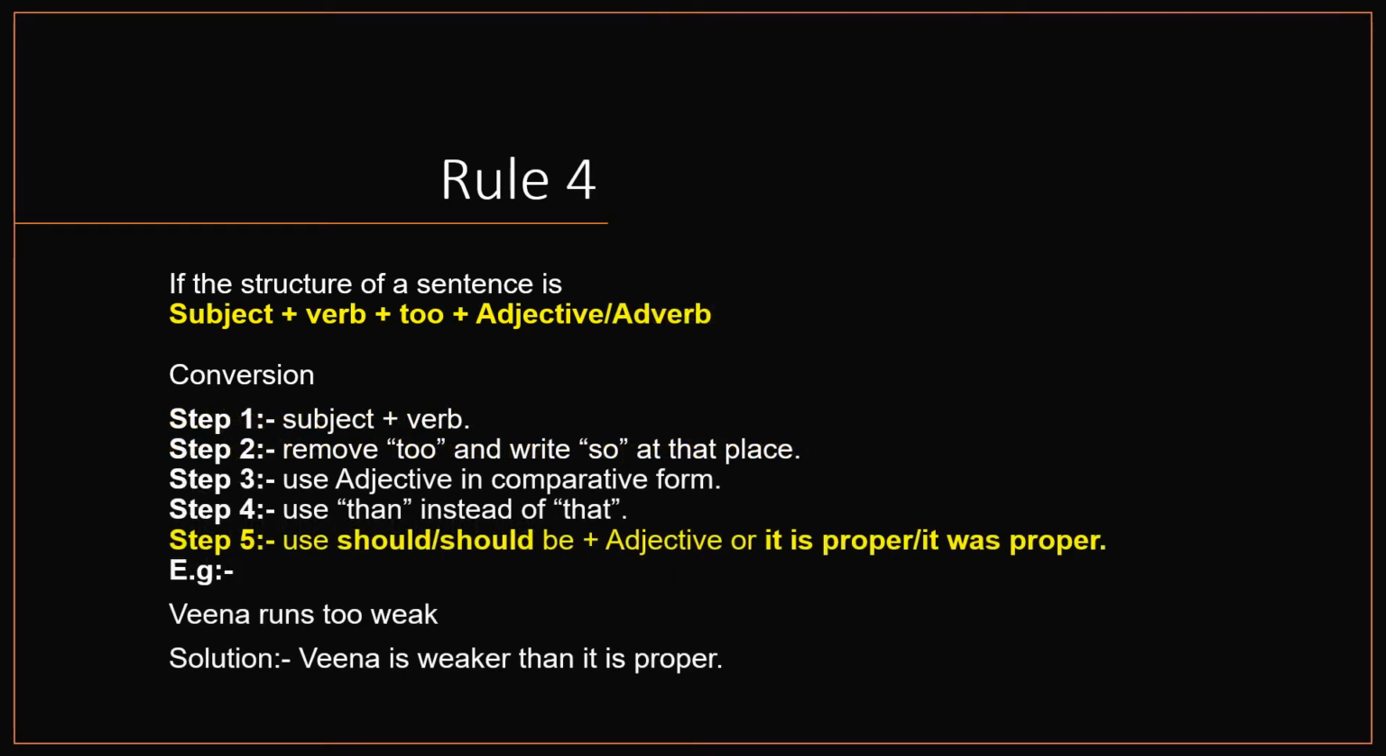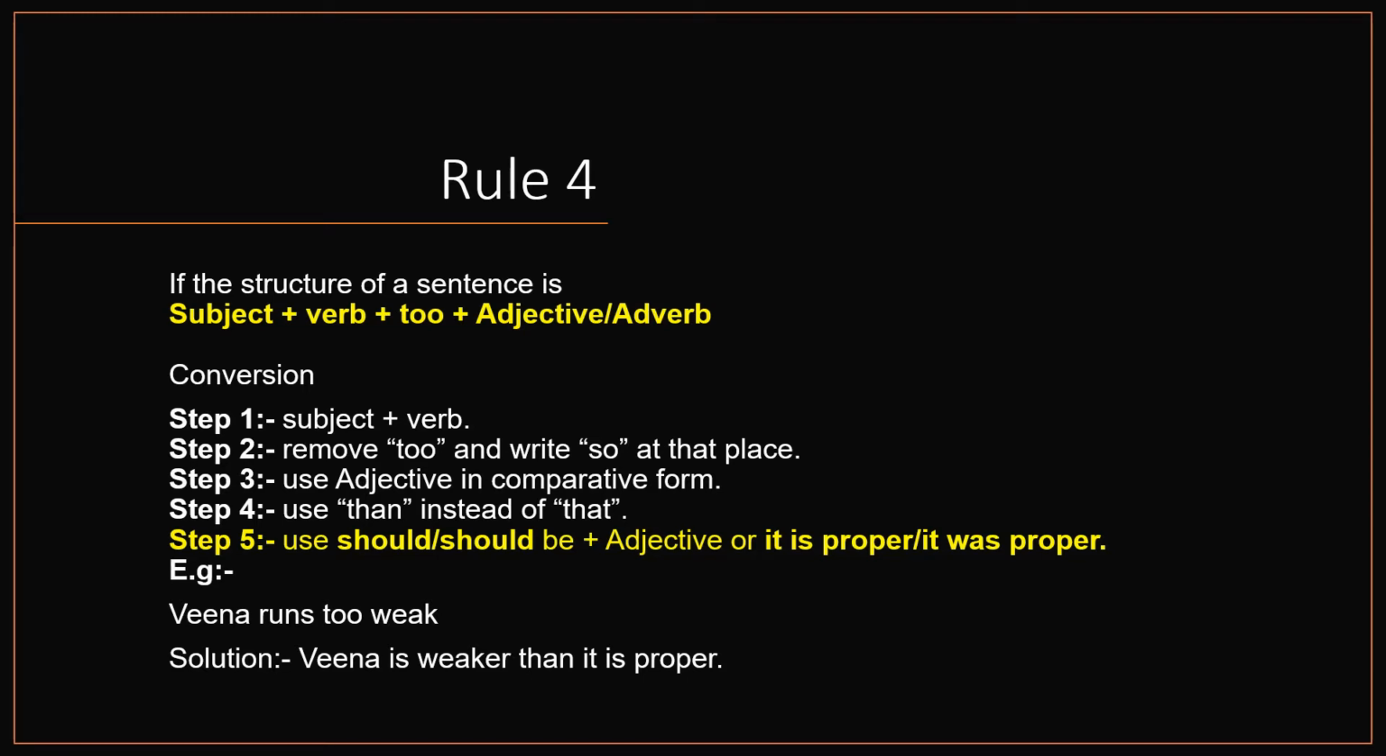Rule number 4: if the structure of a sentence is subject plus verb plus to plus adjective or adverb, the conversion will be: step 1, subject plus verb; step 2, remove to and write so at that place; step 3, use adjective in comparative form; step 4, use than instead of that; and step 5, use should or should be plus adjective, or it is proper, it was proper.